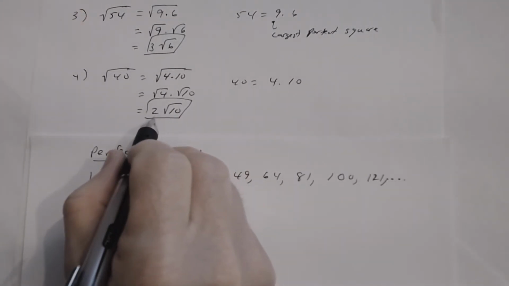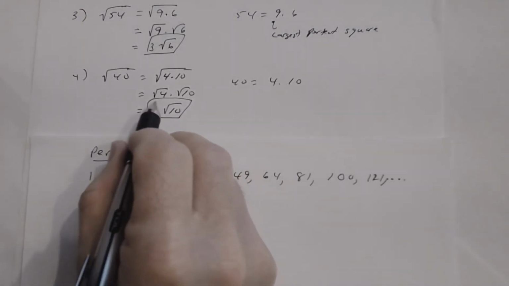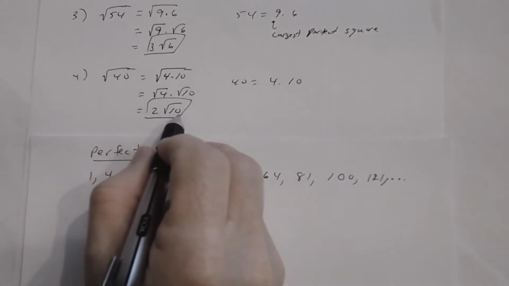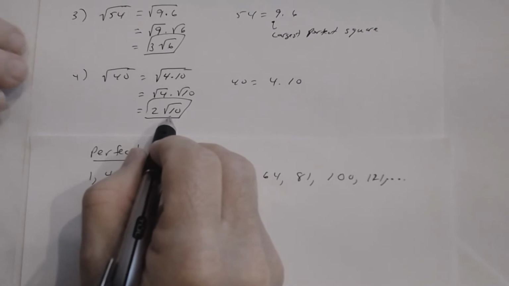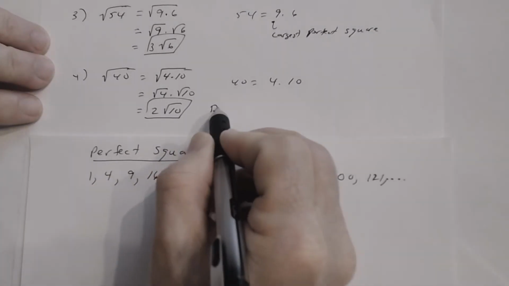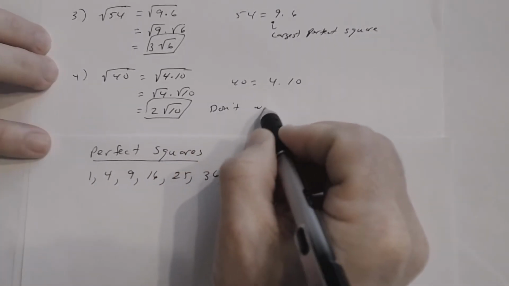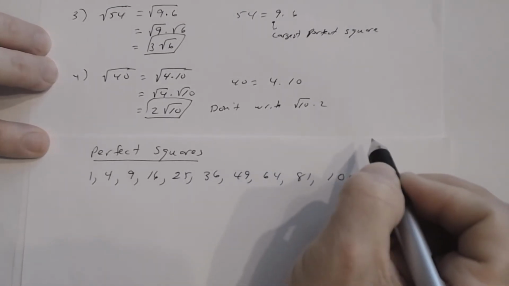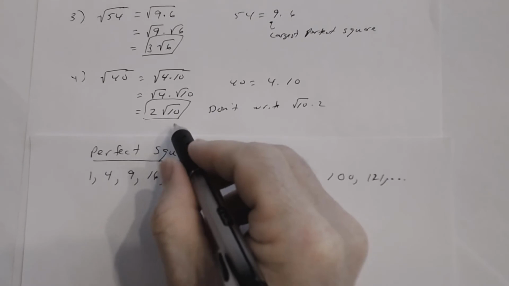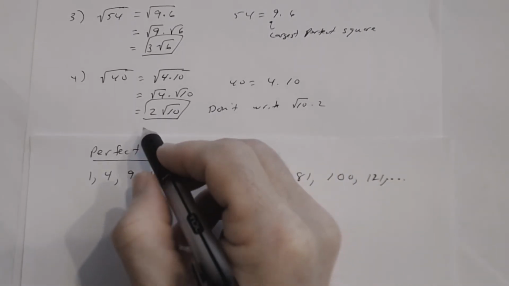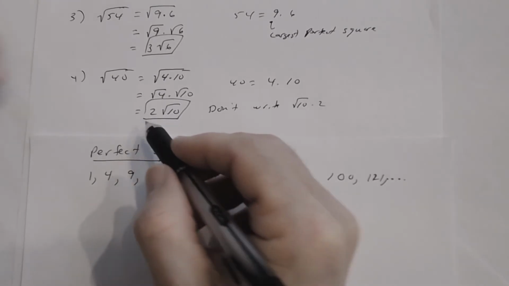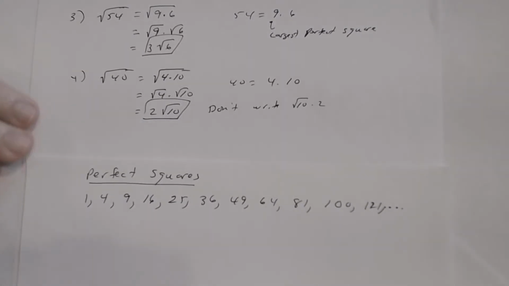And always remember, see how I'm writing this? Always put the monomial factor first. Put the square root on the end. Okay? So don't write it as the square root of 10 times 2. Don't do that. Even though mathematically these two are correct, we always put the monomial factor first. Okay? All right, number 5.